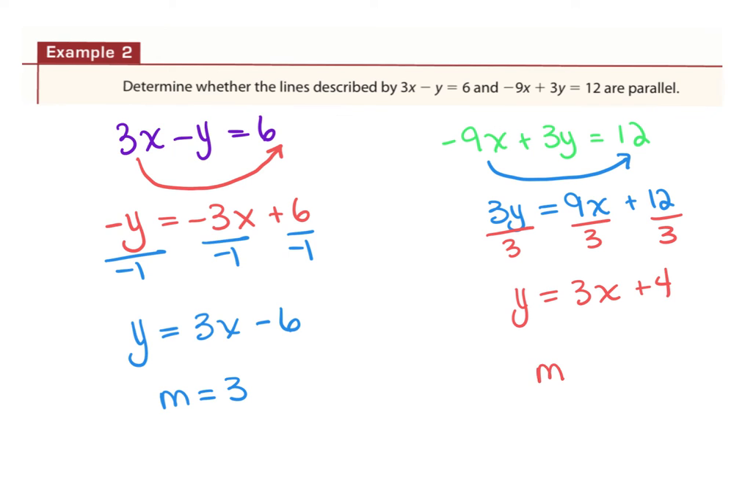What is my slope here? What's my slope? 3. Yes, these are parallel. By the way, the notation for parallel just looks like that, but they are parallel lines. All right, yes, these two lines are parallel. I know that because they have the same slope.